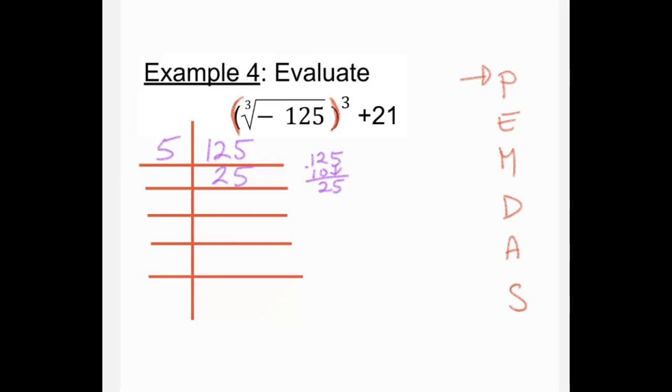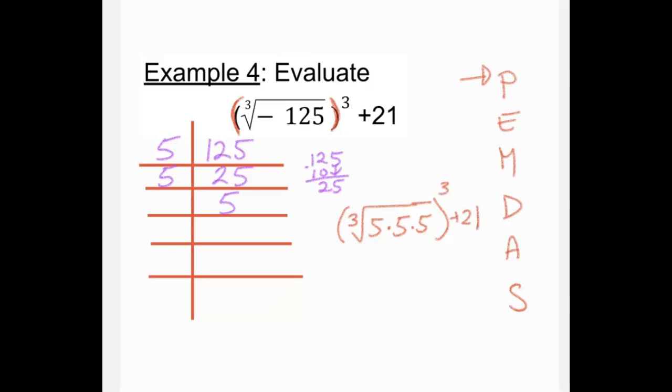So what would go into 25, a prime number? Would be 5. 5 goes into 25 5 times. And is 5 a prime number? It is. So we can stop right there and rewrite this problem. So all of that parentheses part that we just mentioned right there, all of that would be cube root of 5 times 5 times 5.